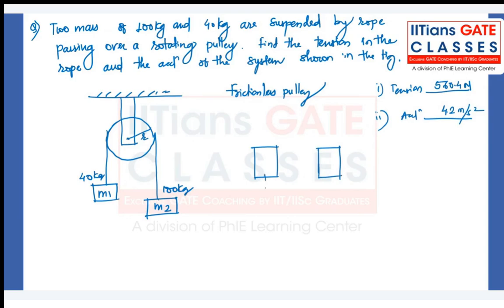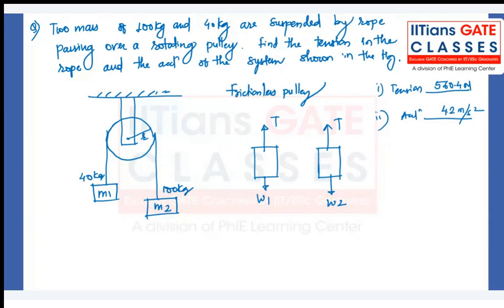Okay, so in the first case we have W1, which is 9.81 into 40, and in the second case we have W2, 100 into 9.81, and we have tension in the rope, and the same tension will be on both sides because it's a frictionless pulley. Otherwise, you know the formula T max by T minimum is equal to e to the power mu theta. But that is not the case here. Mu is zero, so e to the power zero means one. That's why T max and T minimum are the same.